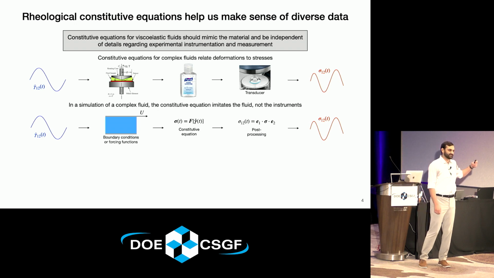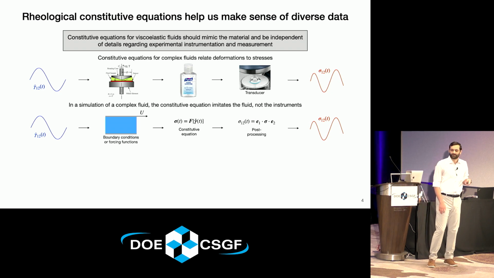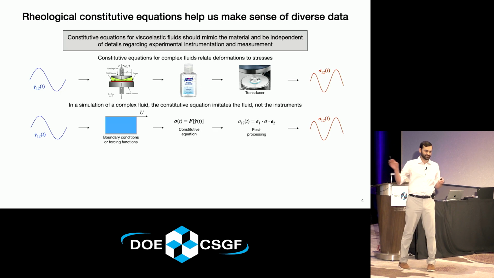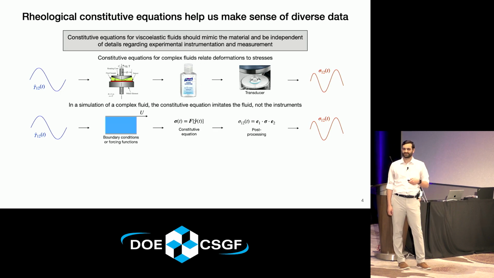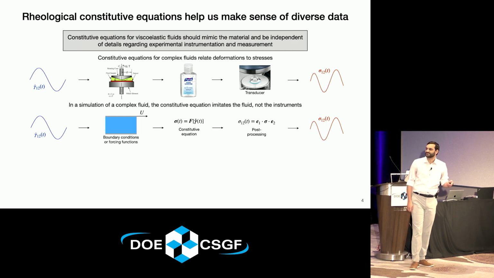So the experimental equipment is handled by maybe boundary conditions or forcing functions in our simulation. And then the transduction step might be post-processing of our simulation. But the constitutive equation should just stand in for the fluid. And why I say this is because, of course, there's a huge interest nowadays in using data-driven tools to replace the really expensive step of coming up with one of these constitutive equations from physical considerations.